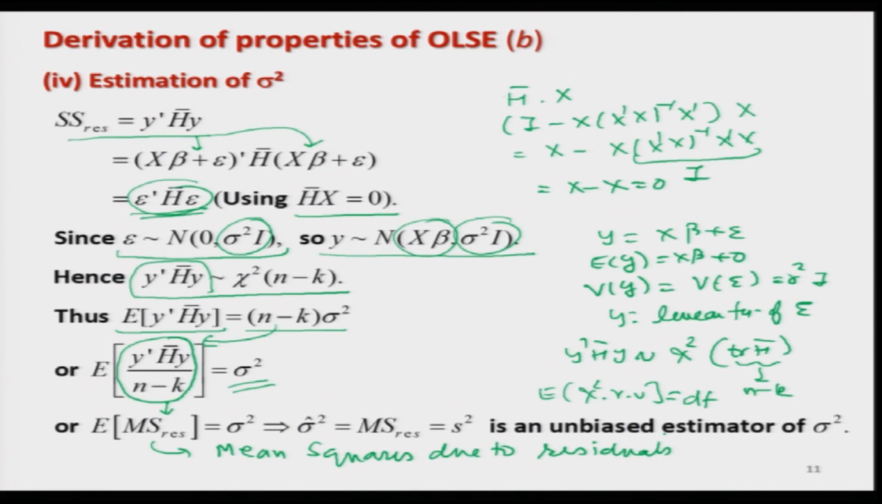Right. So, this comes out to be sigma square, and this sigma square hat now becomes the same as MS res, mean square due to residual, which we have denoted by s square. And you will see that when you are trying to implement it in the R software, you will get the value of MS res. So, that is why I am trying to introduce it here.